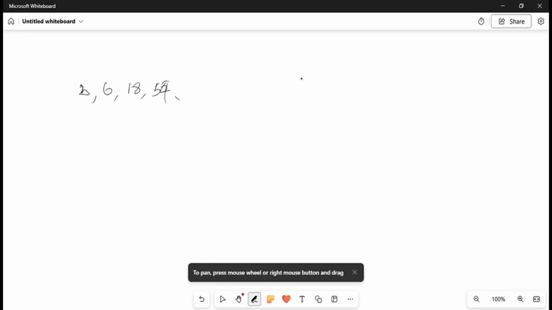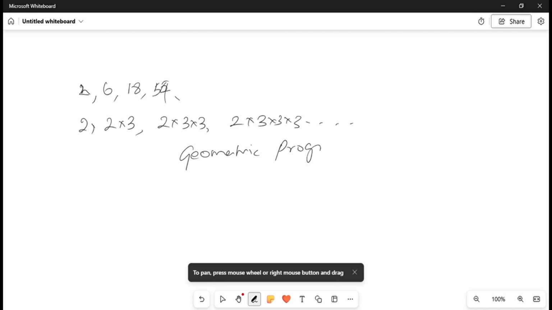So when a number is getting multiplied by the same number like that, 2 into 3 into 3 into 3, this type of number pattern is called a geometric progression. So today we are going to study how to find the nth term of a geometric progression.